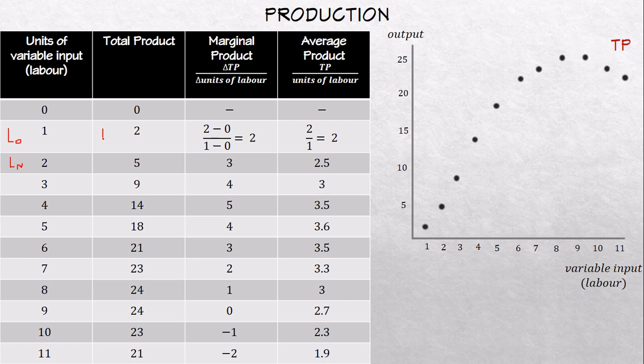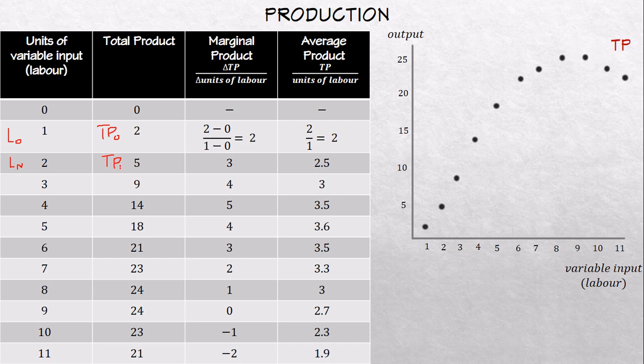And now this is the old TP. So right, when the labor was 1, that is the old labor. So the old one. And this is the new TP. This is the new one.